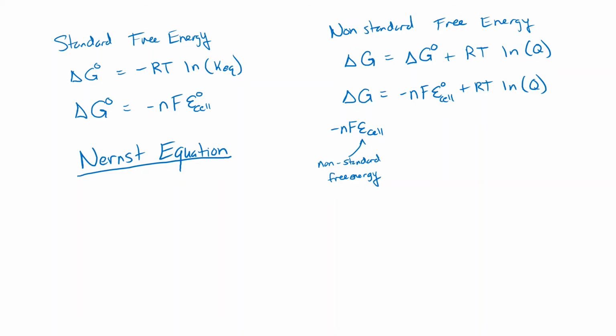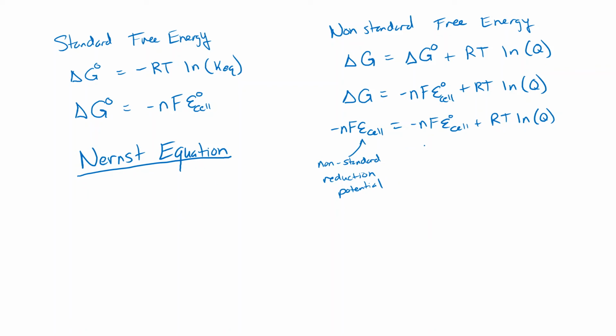So this is the non-standard reduction potential. The non-standard reduction potential equals the standard reduction potential plus all of our adjustment factors, right? So we're going to adjust for temperature. We're going to adjust for if there's gases. We're going to adjust for concentration of our components, etc. So now we have this equation, and we're almost to the Nernst equation.